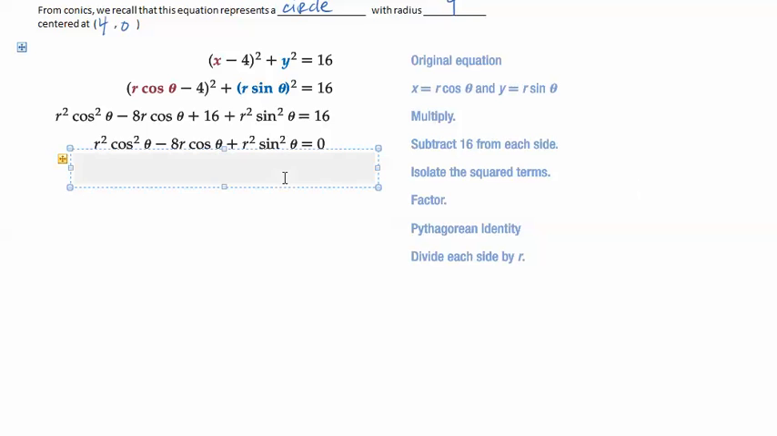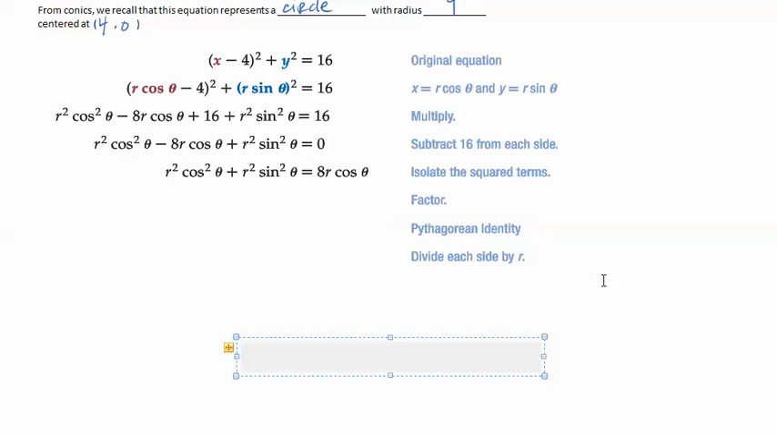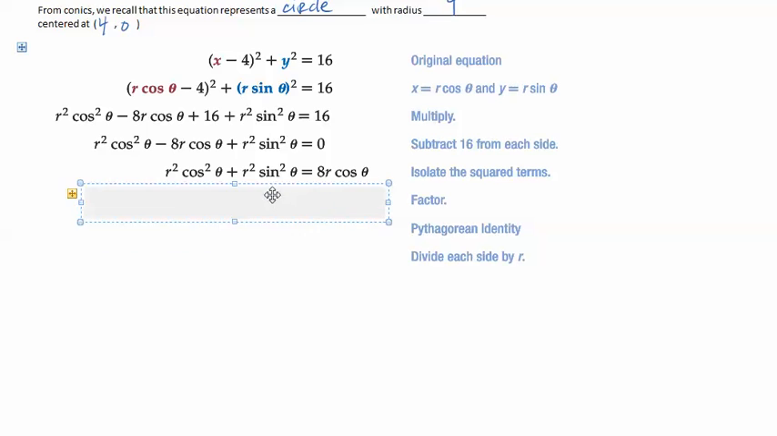And now we can isolate our squared terms, so we can say r squared cosine squared theta plus r squared sine squared theta equals 8r cosine theta. So we have our squared terms all together on one side, and we have our 8r cosine theta on the other side. Obviously at this point we're going to have some cosine squared plus sine squared, which might be easier to deal with. So we can factor out an r squared from both of those terms. We get r squared times cosine squared theta plus sine squared theta.